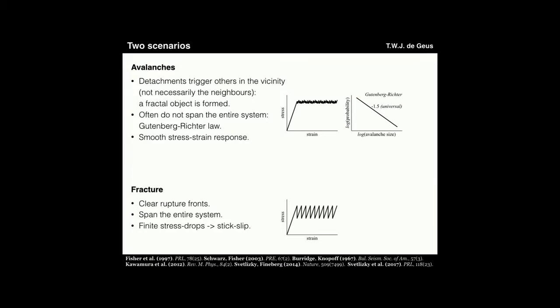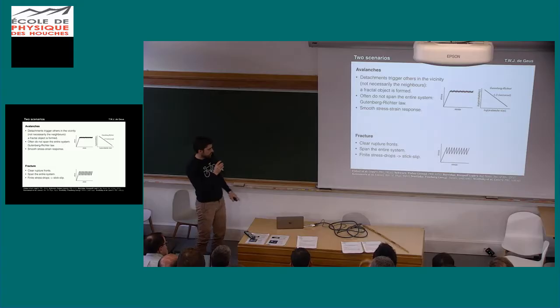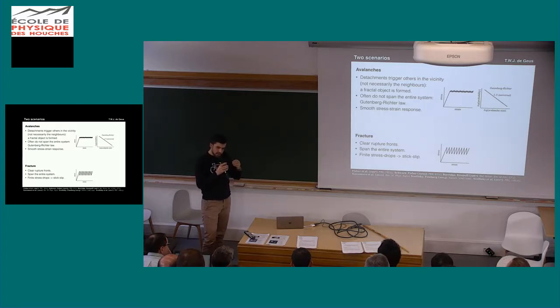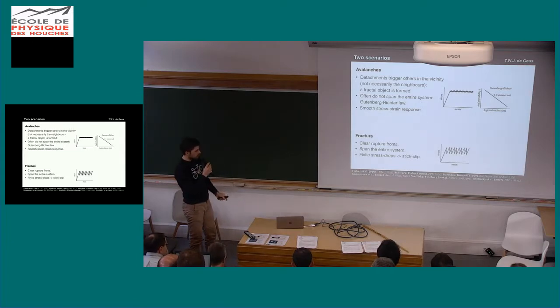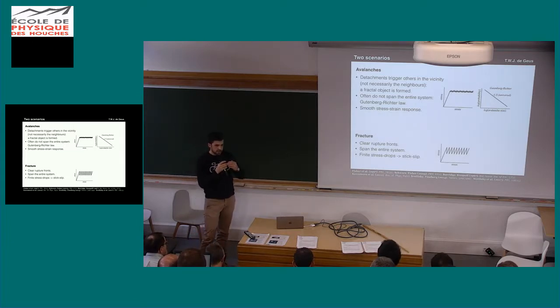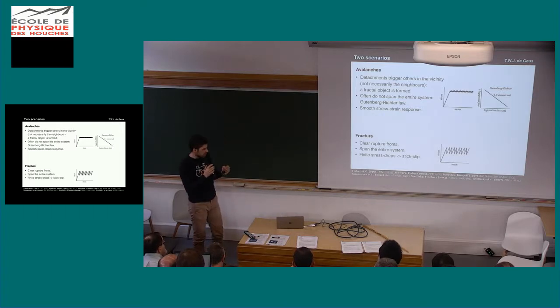The other scenario that we have is fracture. And in fracture, instead of these detachments that couple at some distance, it's actually the detachment of one asperity will detach the neighbor, and that will detach the neighbor. So there's a clear rupture front that propagates through the interface. These rupture fronts, they will be unstable, so they will span the entire interface. And consequently, there will be a finite stress drop, or we will observe stick-slip friction.